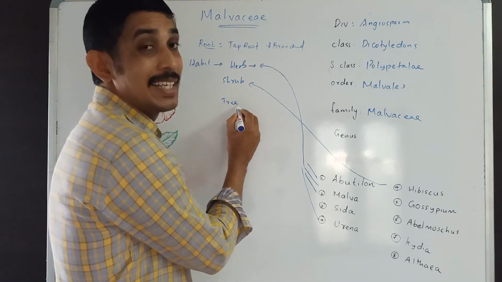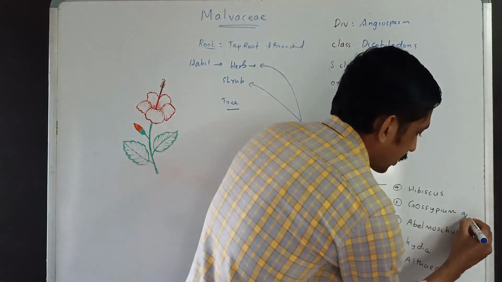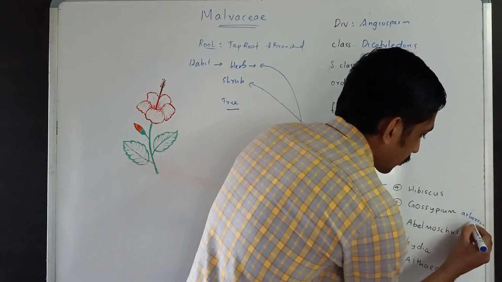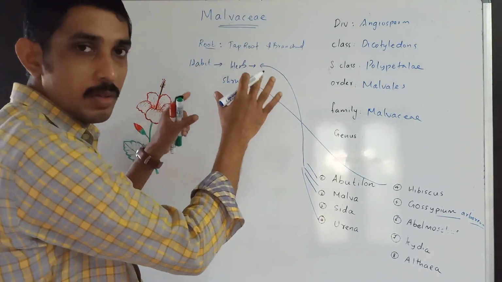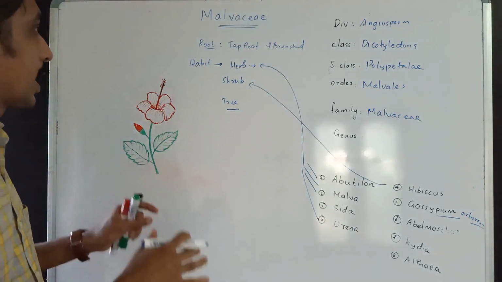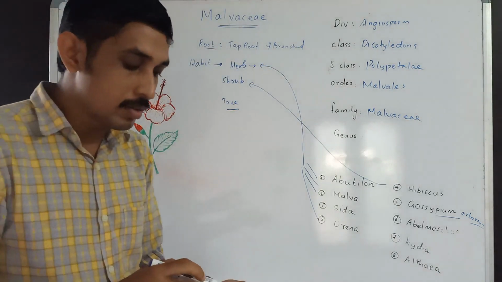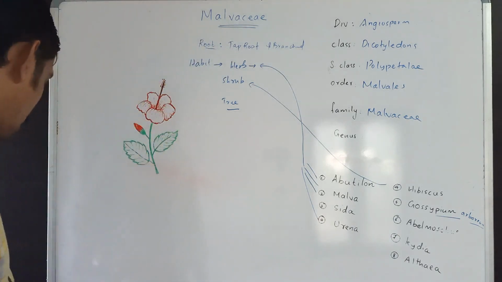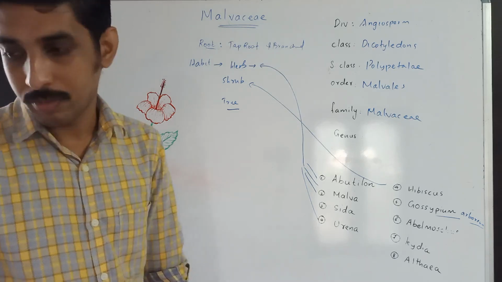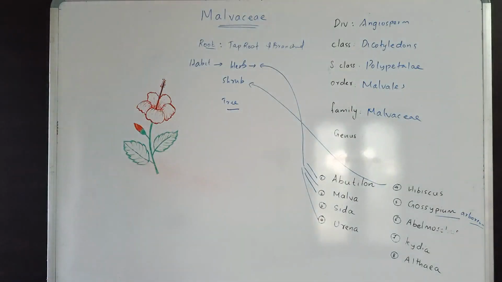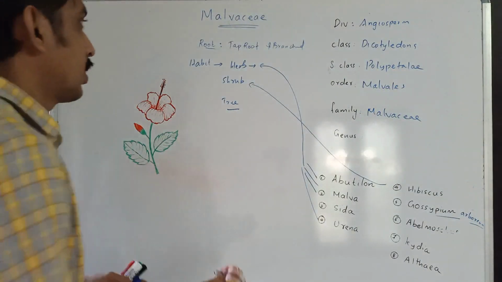Like that, you can see trees. For example, if you take the case of Gossypium arboreum, it's a tree. So the Malvaceae family includes herbs, shrubs and trees. That is about the habit. And we already studied the root. The root is a taproot system consisting of primary, secondary and tertiary roots, and that root system is also highly developed and highly branched. Okay. Next.